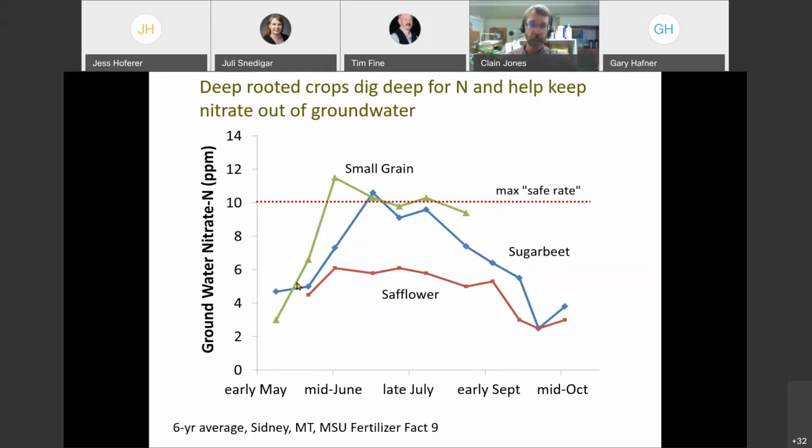A small grain, which probably has the smallest, shortest root system of these three crops, ended up having some times of year where the nitrogen levels were slightly above the drinking water standard. Sugar beet had somewhat high levels as well. It's also not super deeply rooted, but safflower, which is very deep rooted, notice it has the smallest nitrate levels of the three crops. And this was a pretty robust study, a 6-year average study. So deep rooted plants will decrease leaching.